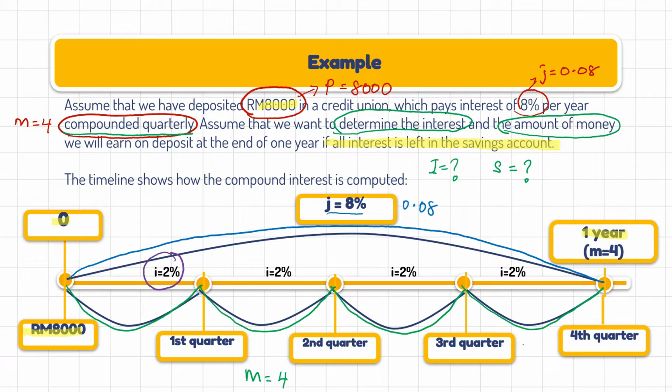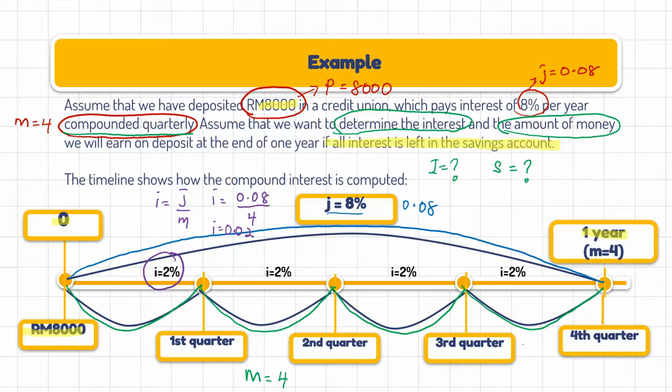How to get I? I is equal to J over M. So, I is equal to 0.08 over 4, and we will get I equals 0.02. That's why from 0 to first quarter, our I is equal to 2%. From first quarter to second quarter, our I is 2%. Second quarter to third quarter, again 2%. Third quarter to fourth quarter, it is also I equals 2%.